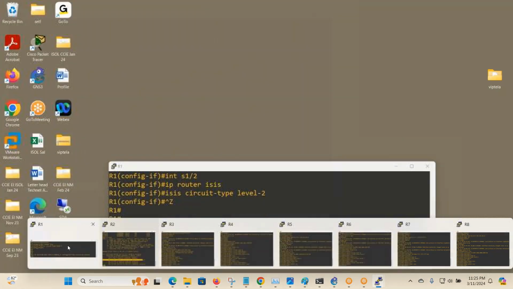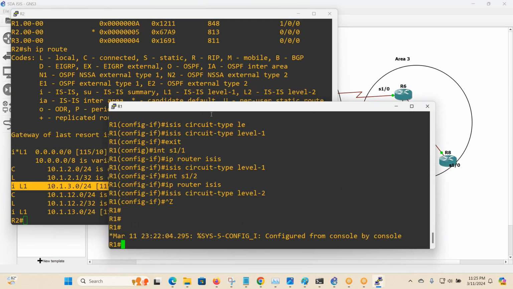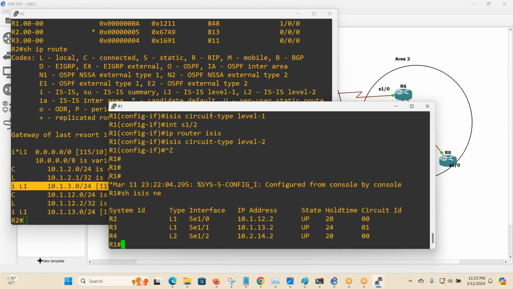let me have a look here on R1, then I can answer it. Basically, it depends upon the show IP ISIS neighbors. So 0001 is not the same all the time. It depends upon whatever the circuit is.